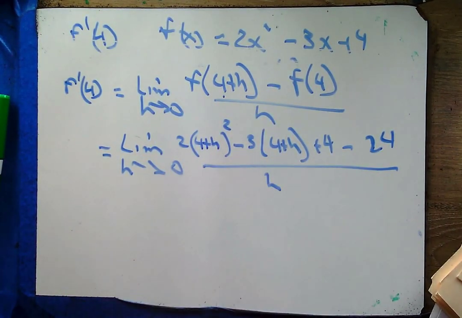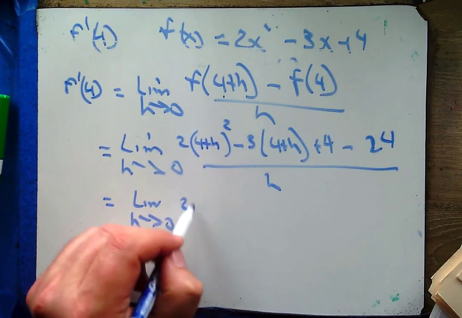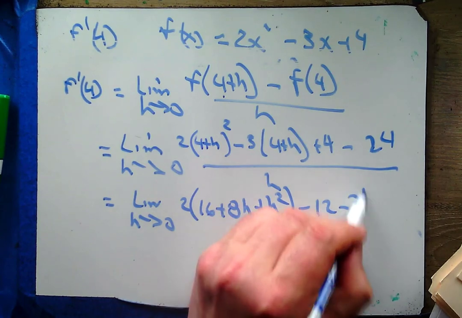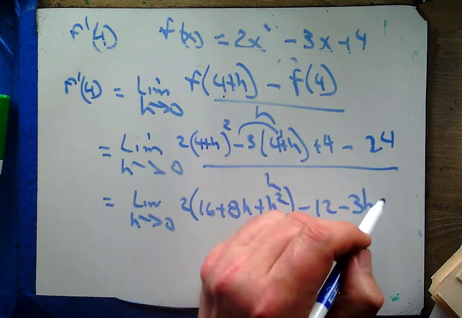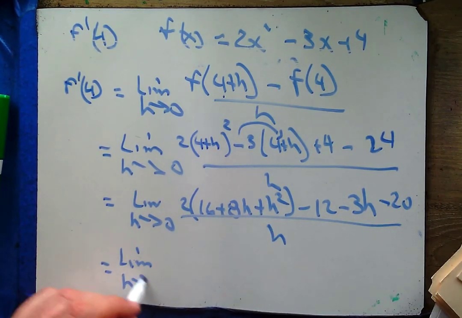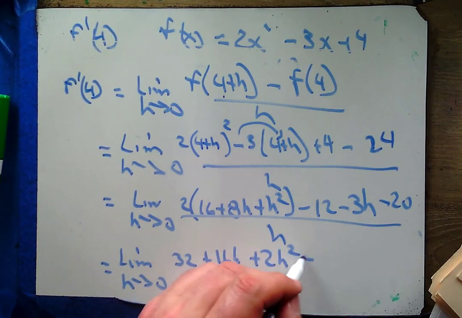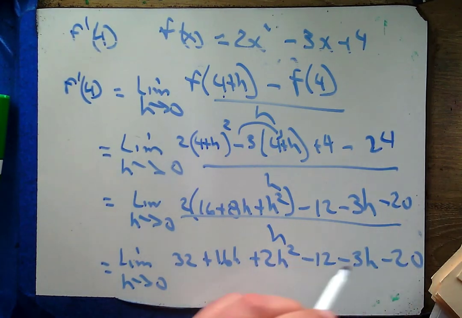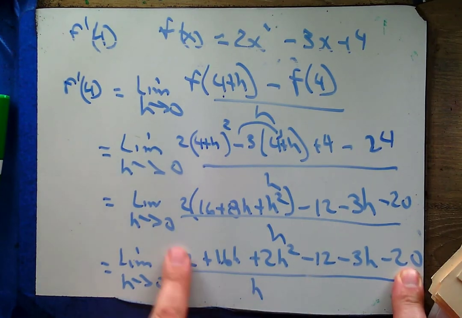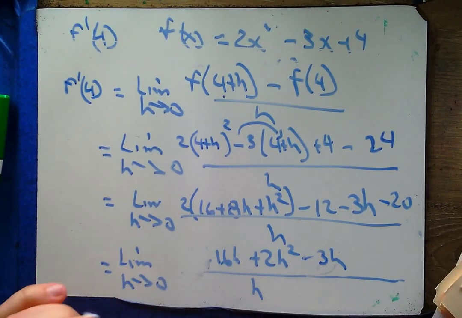All over h. All right. So then I'm going to have the limit as h heads to 0 of 2 times 16 plus 8h plus h squared minus 12 minus 3h. Can't tell you how many people forget that. Minus 1, all over h. Which is the limit as h heads to 0 of 32 plus 16h plus 2h squared minus 12 minus 3h minus 20, over h. All right, so there's minus 32, there's plus 32, that cancels. Oops, I just forgot minus 3h.